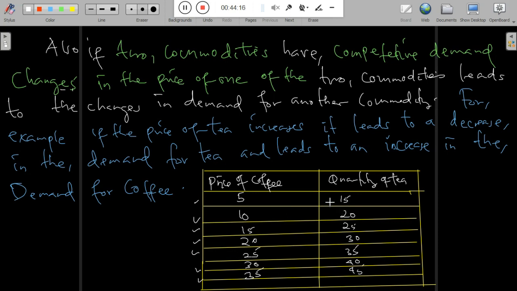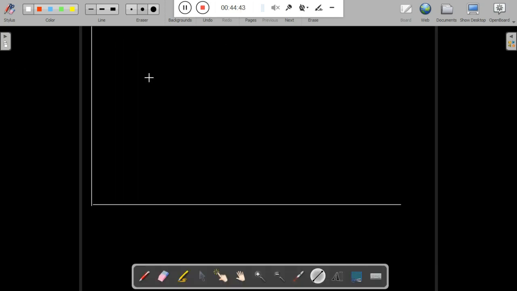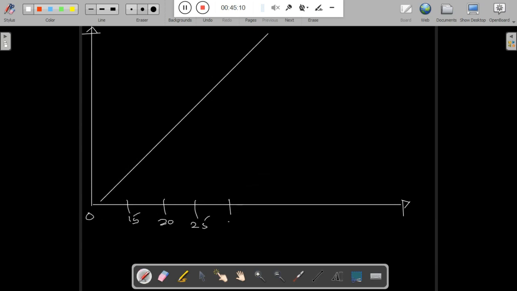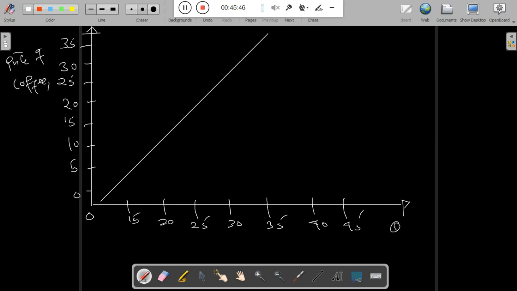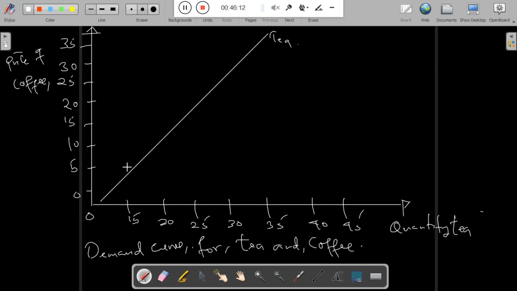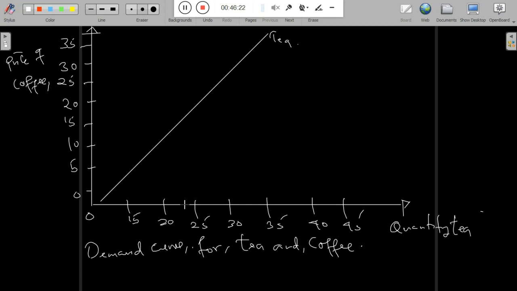So suppose we have the price of coffee at the left-hand side graph, that is 5 up to 35 and 15 up to 45. Its graph will appear like this. We have the price of coffee on the left-hand side and we have the quantity of tea. So any price of coffee when it increases, it leads also to an increase in quantity of tea. So its graph will be positively related like that.